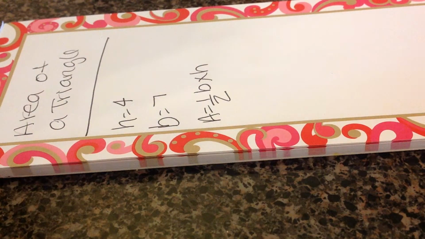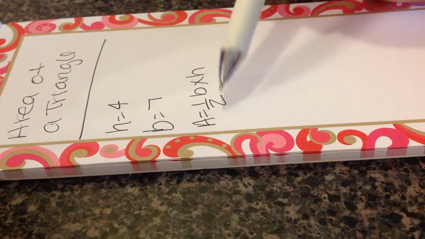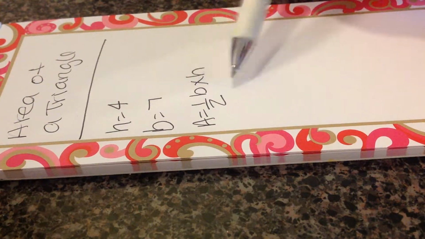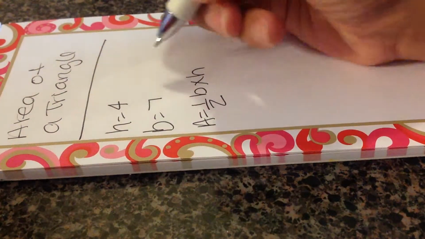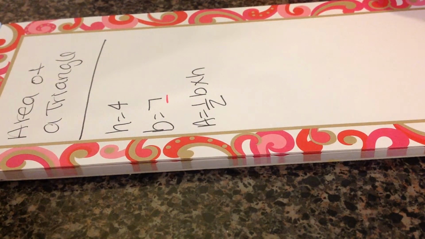When we're looking at the area of a triangle, we have our height and we have our base, and our formula, which is area equals half the base times the height. But when we have a base that is an odd number, we do things a little bit different.